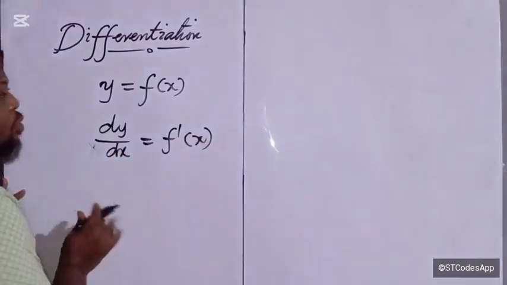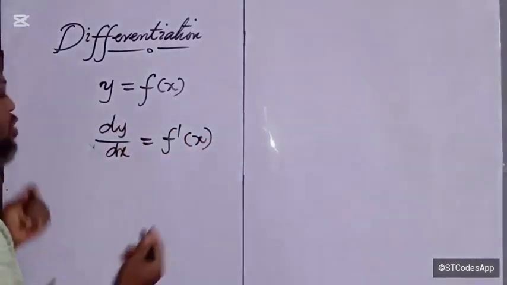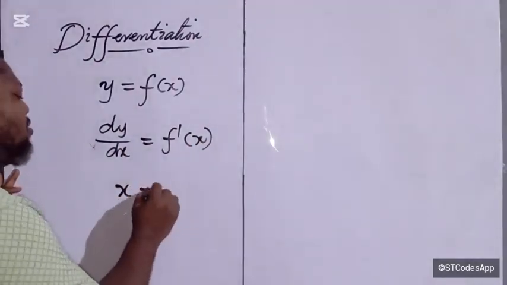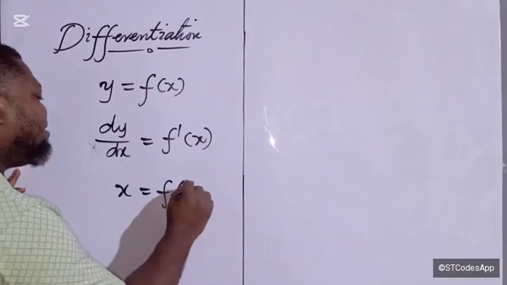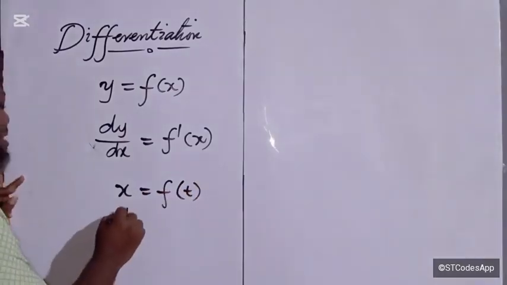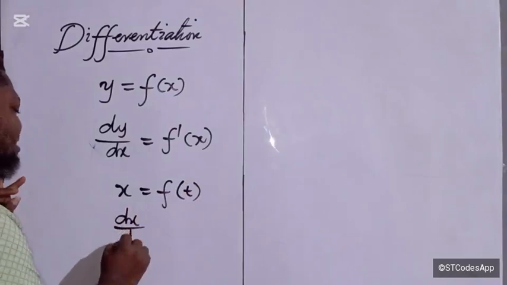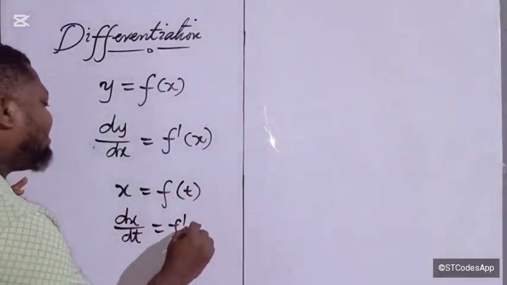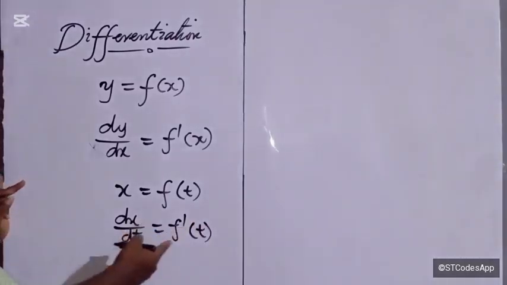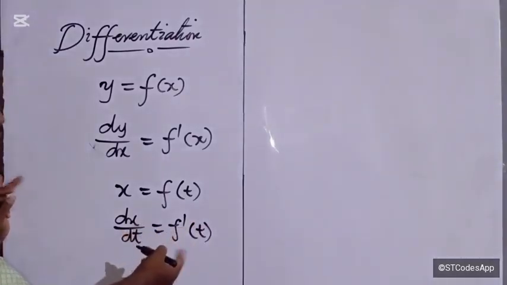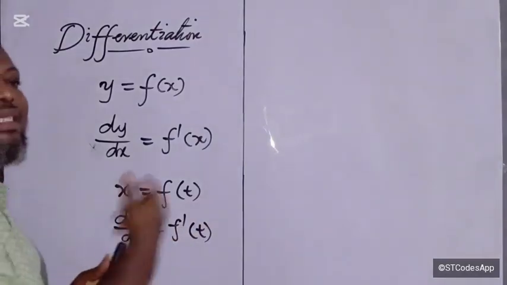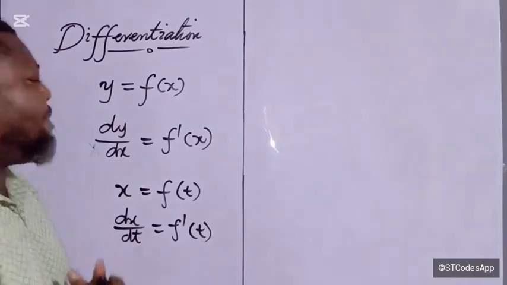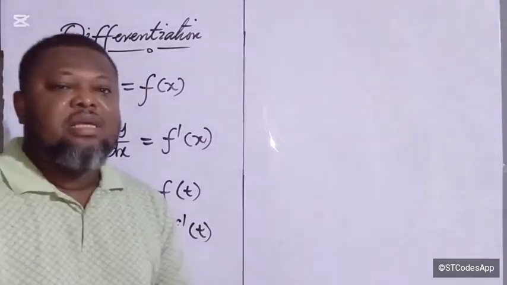x. So we call this differentiation. If I also have x equal to the function of t, so dx/dt is equal to f prime of t. We call this the rate of change, velocity. So when a variable changes with respect to another variable, it is called differentiation. Now we have methods of solving differentiation.